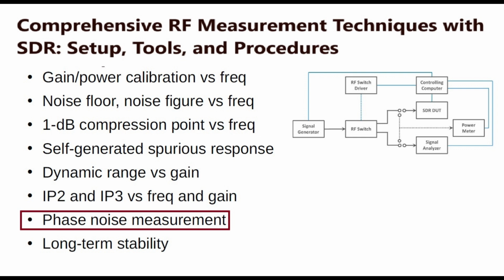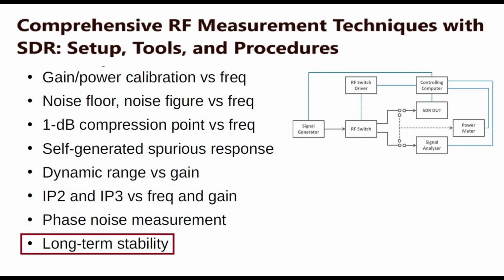Seventh one, phase noise measurement. Goal, assess the short-term frequency stability of the DUT by measuring phase noise. Procedure, set the signal generator to a fixed frequency. Use the signal analyzer to measure phase noise, which appears as sidebands around the main signal. Plot the phase noise at different offset frequencies to assess stability.